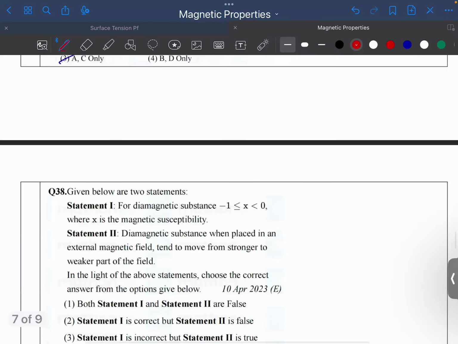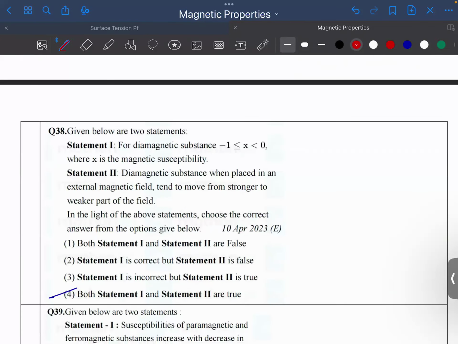Next, diamagnetic substances' susceptibility, that is the opposite direction, lies between -1 and 0. Correct. Diamagnetic substances when placed in external magnetic field tend to move right.